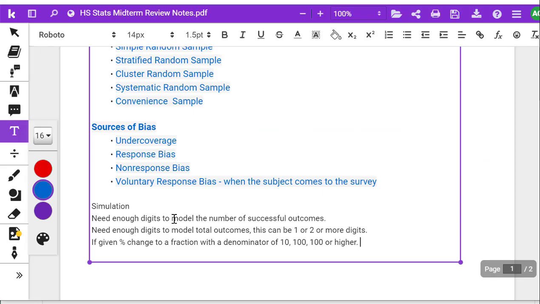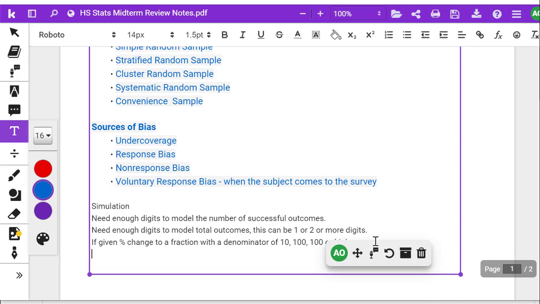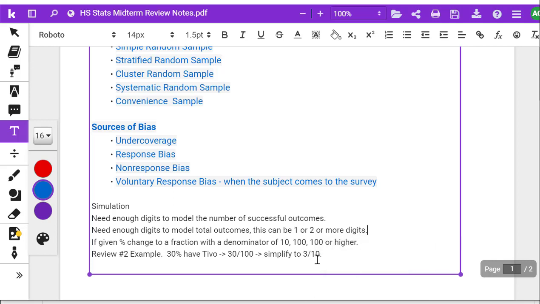So let me go back to here. Review number 2 example. 30% have TiVo, which means that is 30 out of 100. But I can actually simplify to 3 out of 10, right? So I need to model, how many digits do we need to model 10?